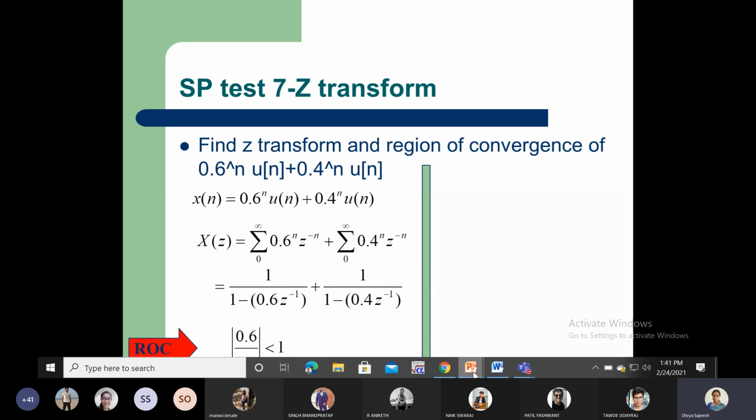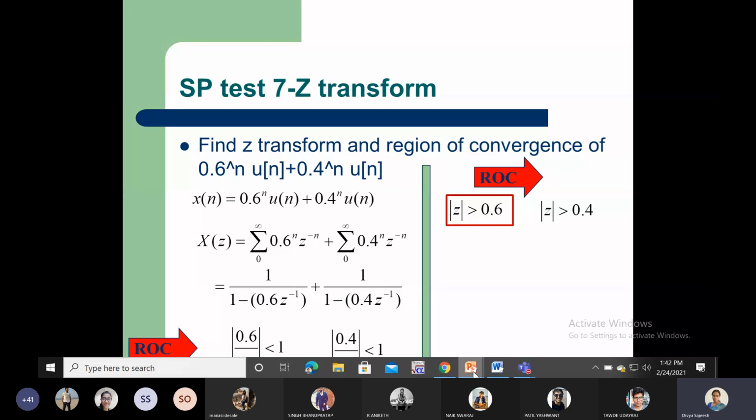Now you can find the region of convergence. The condition for that sum series formula is that 0.6 z inverse should be less than 1, and similarly 0.4 z inverse should be less than 1. Taking z to the denominator, 0.6 by z should be less than 1 and 0.4 by z should be less than 1. Taking z to the other side, the magnitude of z should be greater than 0.4, and the magnitude of z should be greater than 0.6.